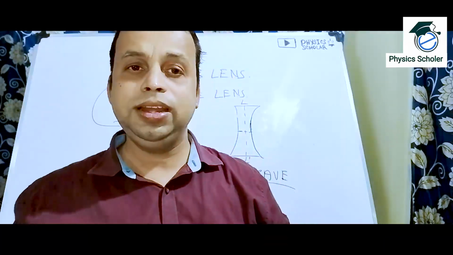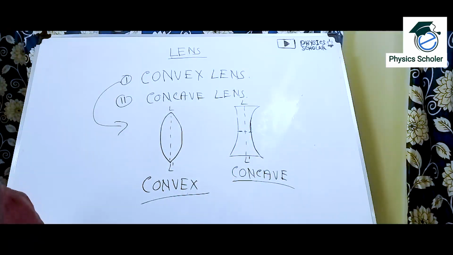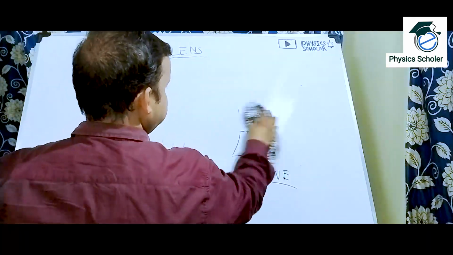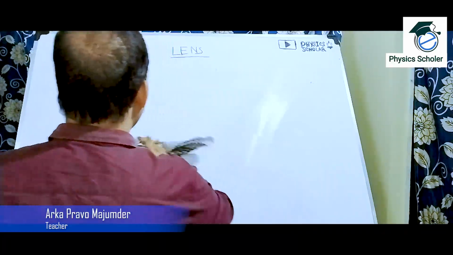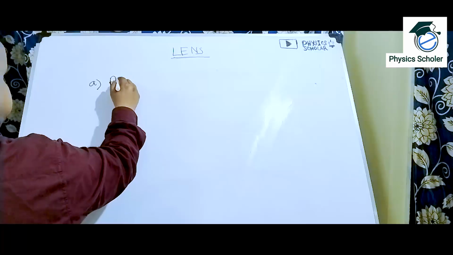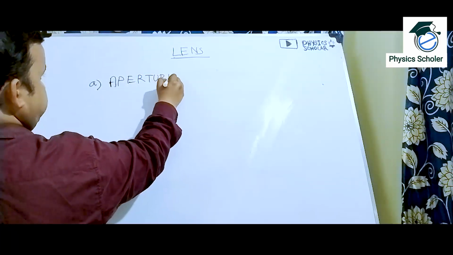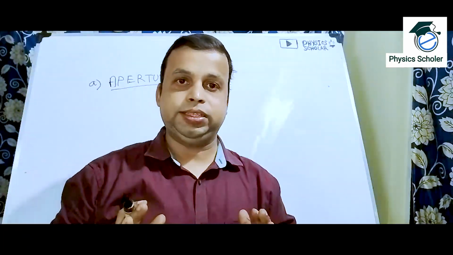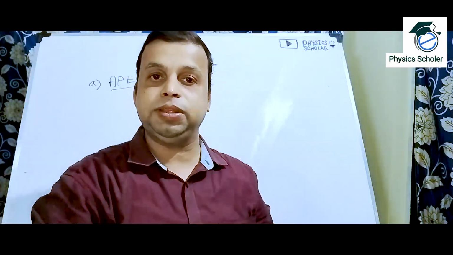Now we will learn about some common topics on lens. So first, let us start. Aperture. What is aperture? Aperture means the effective width of the lens from where the refraction of the light takes place.